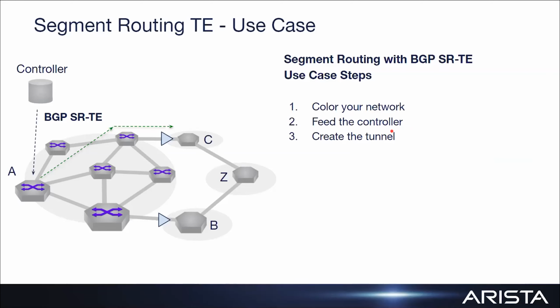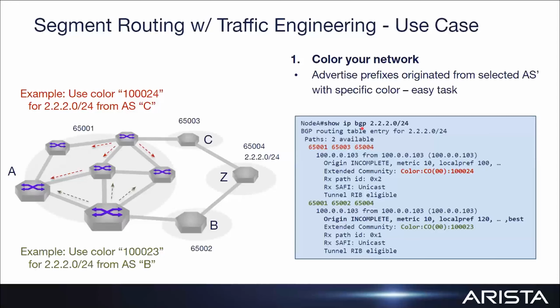Color your network. In this step, we are basically assigning policies which then will be used by traffic engineering. How could it be done? Well, the sky or our imagination is the limit. In this slide, though, I'm showing a super simple example where prefix 222 originating from AS Z gets a different color assigned depending on what the transit AS number is.